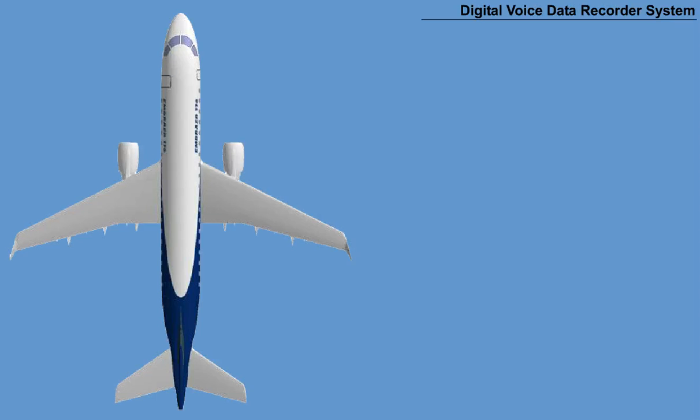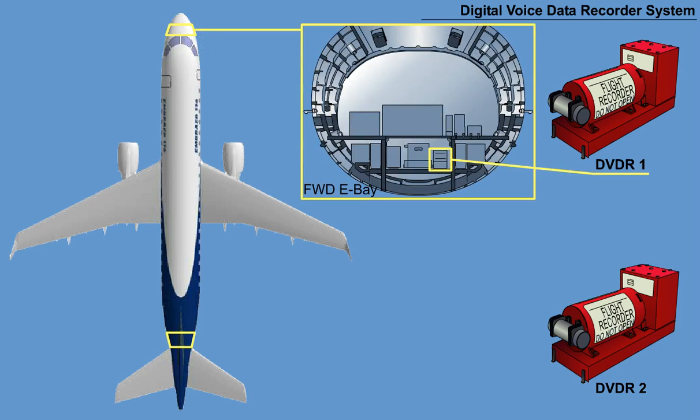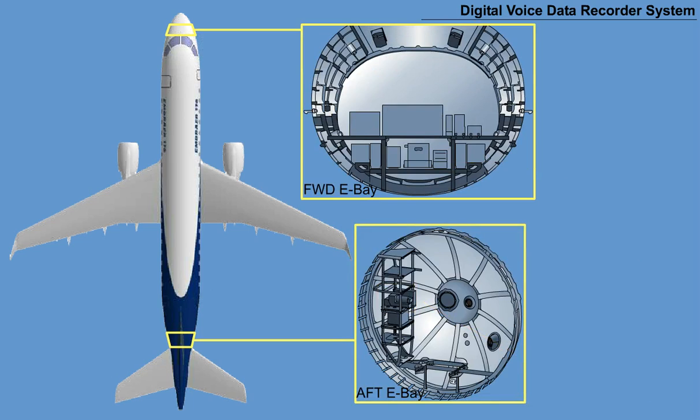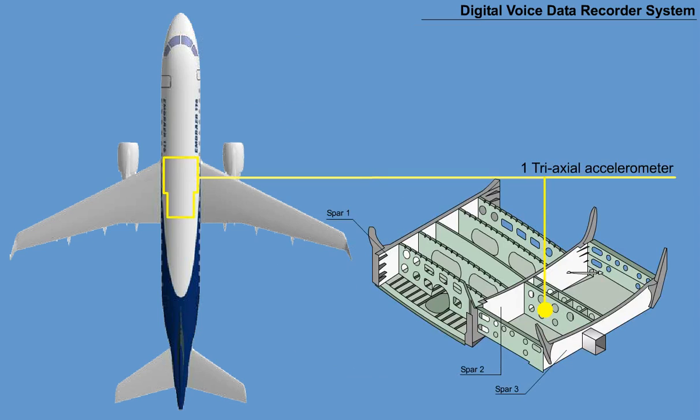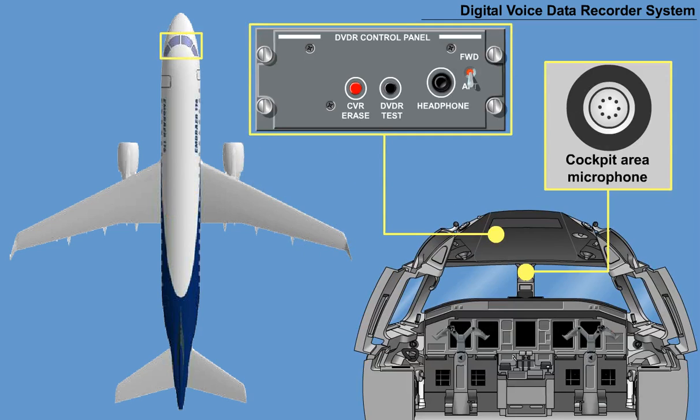The Digital Voice Data Recorder system has the following components. 2 identical Digital Voice Data Recorder units. DVDR1 is installed in the forward E-bay. DVDR2 is installed in the aft E-bay. 2 impact switches, 1 each mounted near its respective digital voice data recorder. 1 triaxial accelerometer installed on the wing stub. 1 DVDR control panel located in the cockpit on the overhead panel. 1 cockpit area microphone mounted on the frame between both windshields.